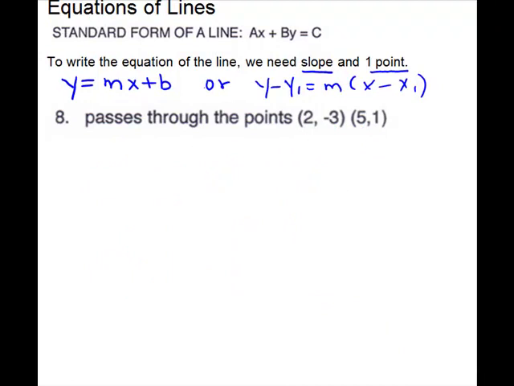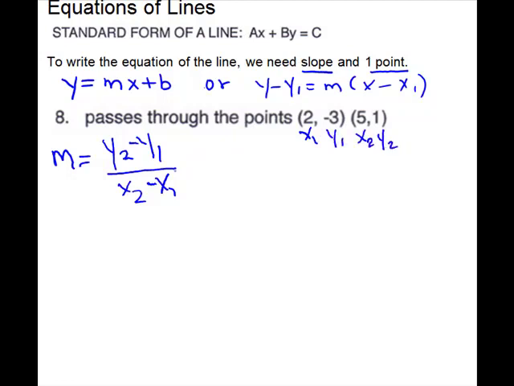Problem 8 also gives us just 2 points. It does not give us the slope. So first we are going to have to calculate slope. So write your formula. M equals y2 minus y1 over x2 minus x1. Label your points, x1, y1, x2, y2. Then plug in to find your slope. So 1 minus a -3 over 5 minus 2. 1 minus a -3, this makes plus, gives us 4 over 3 for our slope.